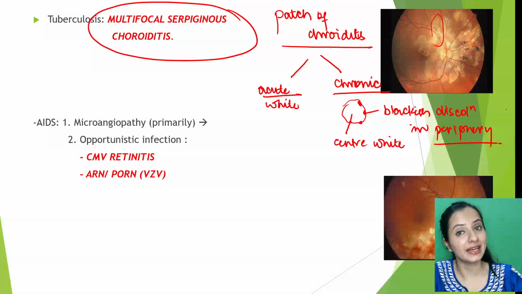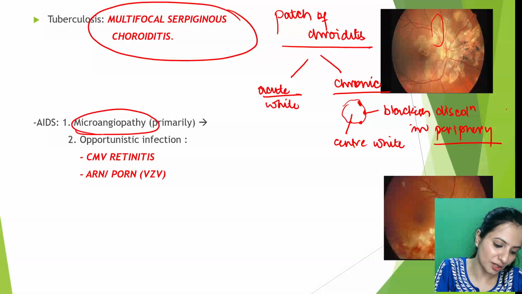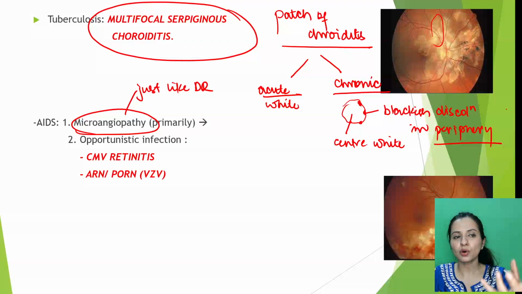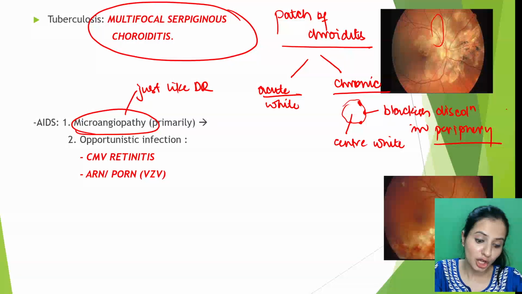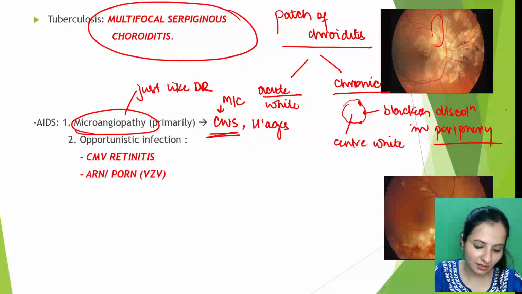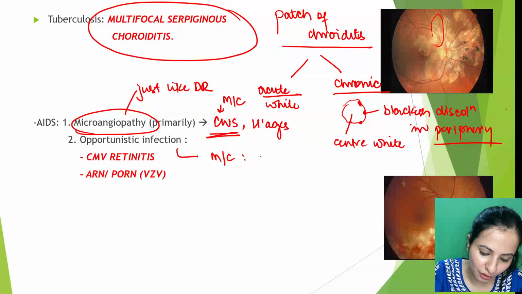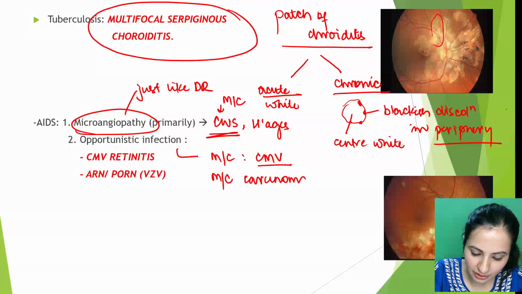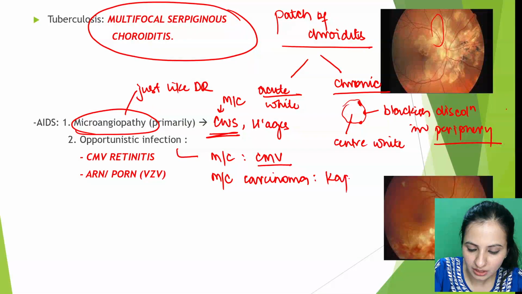Then if you look at AIDS, AIDS is primarily a microangiopathy just like your diabetic retinopathy. That means it involves the small blood vessels, the small arterioles, capillaries and the venules. So your signs will be cotton wool spots and hemorrhages. If you ask the most common, that will be the cotton wool spots. What is the most common opportunistic infection? It is your CMV. Then if they ask the most common carcinoma, that is your Kaposi sarcoma.